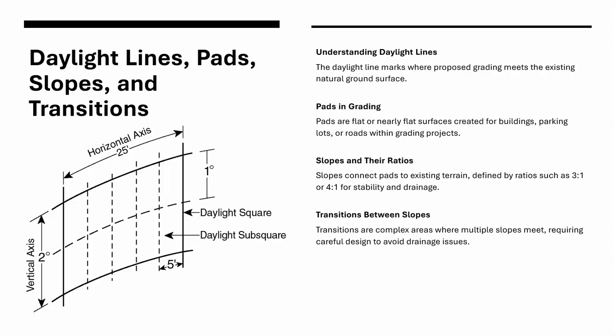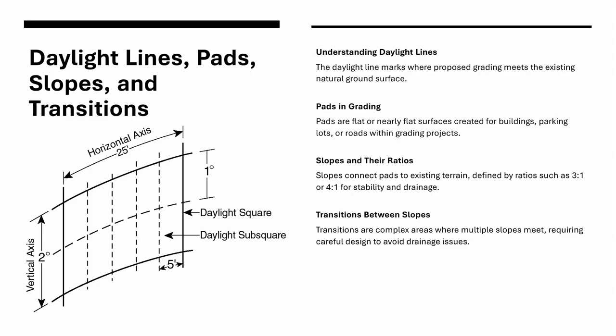So let's talk a little bit about daylight lines and slopes. One of the most fundamental ideas in grading is the daylight line. That's the line where proposed grading meets existing ground. Imagine cutting a hillside for a road. That slope extends outward until it meets the natural slope. That edge is the daylight line. Similarly, when you place fill to raise a pad, the slope extends until it ties back to the original surface. In grading groups, daylight lines are crucial because they define the transition between human intention and natural terrain. They are literally where the design meets reality.